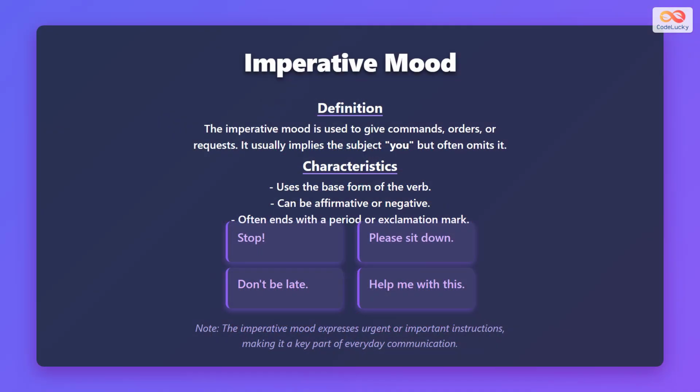The imperative mood gives commands, orders, or requests and usually omits the subject you. It uses the base form of the verb and can be affirmative or negative. Examples are: stop, please sit down, don't be late, help me with this.